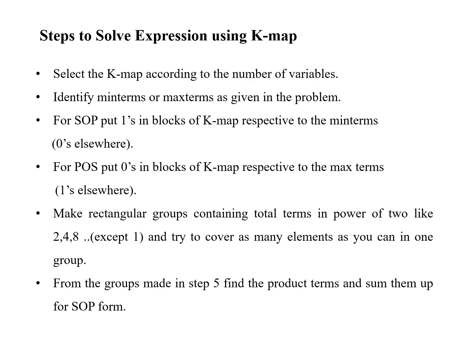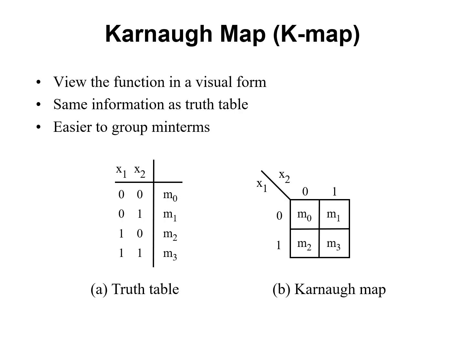And you are going to form the rectangular groups like 2, 4, 8, as a power of 2. After forming the rectangular groups, we are going to form the SOP with the product terms. This one is the K-map in visual form. This is one example for K-map.